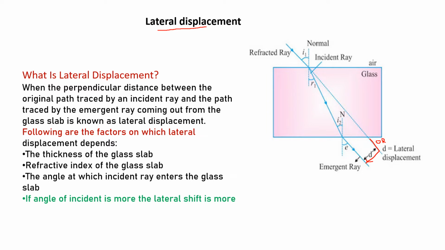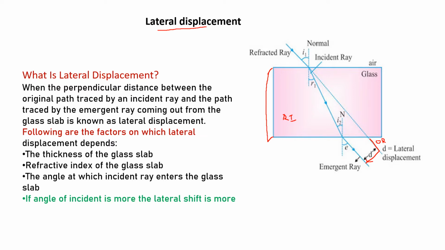And the factors on which lateral displacement depends: it depends on the thickness. If I take a slab, this is the thickness of the slab, right? It depends upon the thickness of the slab. It depends upon the refractive index of the glass slab. And it depends on the angle at which the incident ray enters the glass slab. This is also important, right?